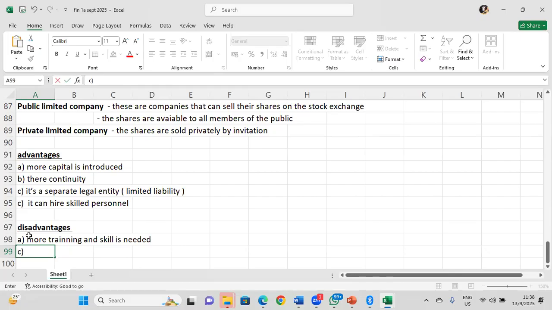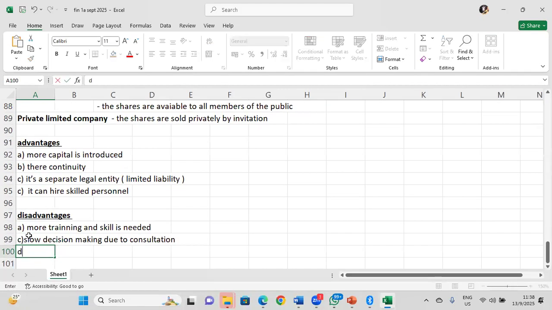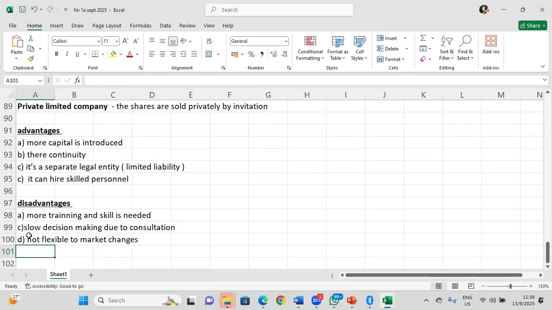The company also has slow decision making due to consultation. It is also not flexible to changes in the market. The company can't easily switch from selling groceries to selling clothes. Not flexible to market changes. So these are some of the disadvantages of companies.